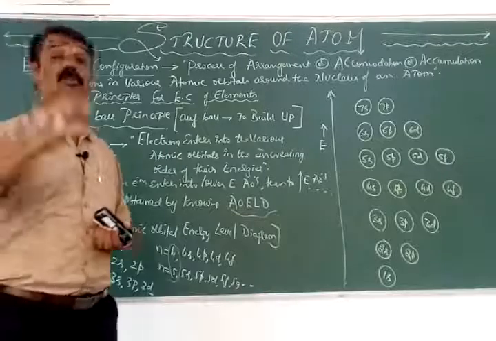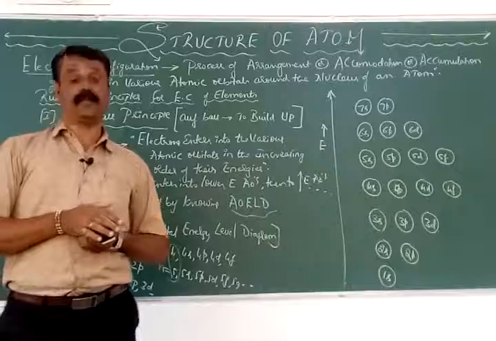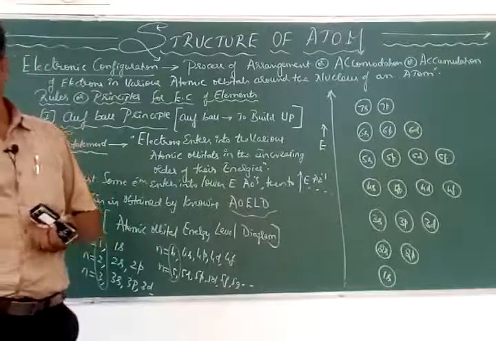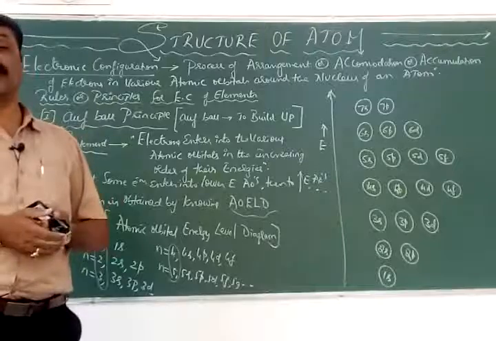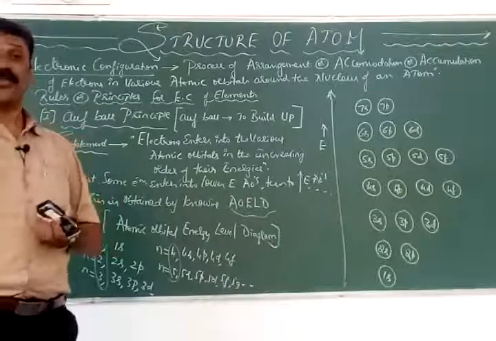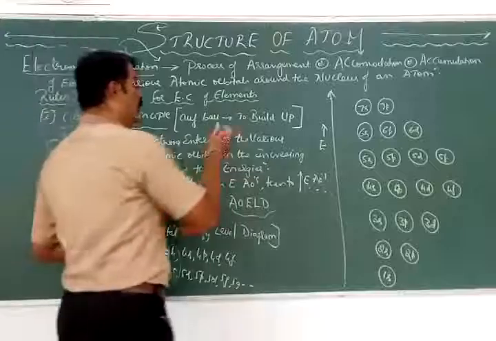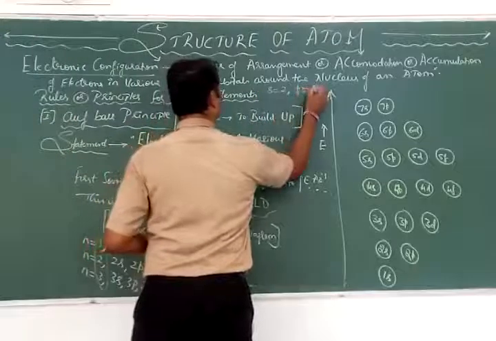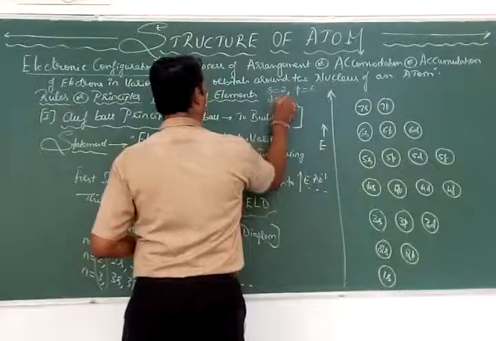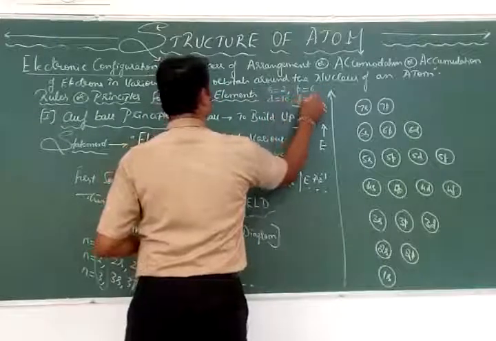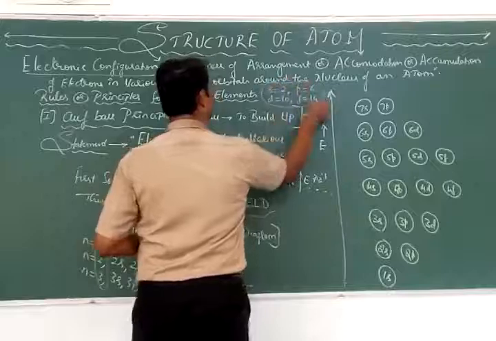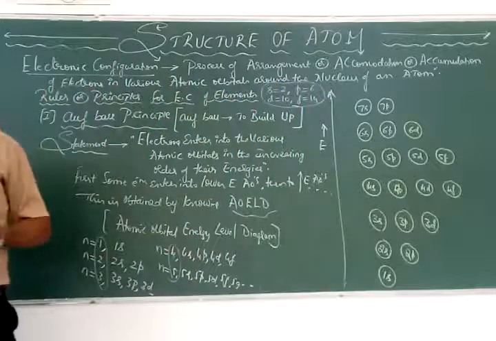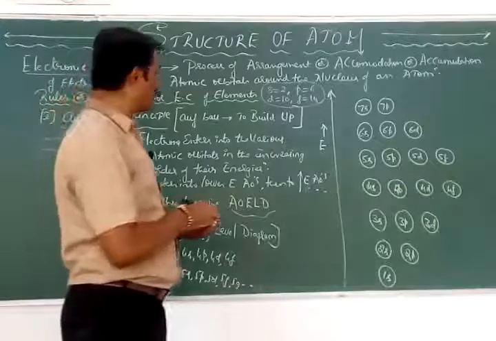Each can accommodate how many electrons? 2. 2 into 5 is equal to 10. Similarly, f has 7 orbitals. Each orbital has 2, therefore the total electrons in the f subshell is 14. It has to be very clear: s can accommodate 2 electrons, p can accommodate 6, d can accommodate 10, and f can accommodate 14. So you have to be very familiar with this first. Okay. Next, how to write the energy level diagram with respect to this.